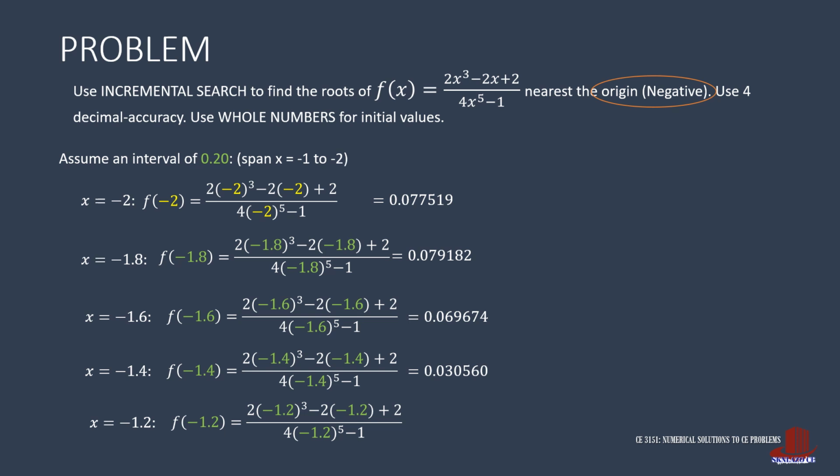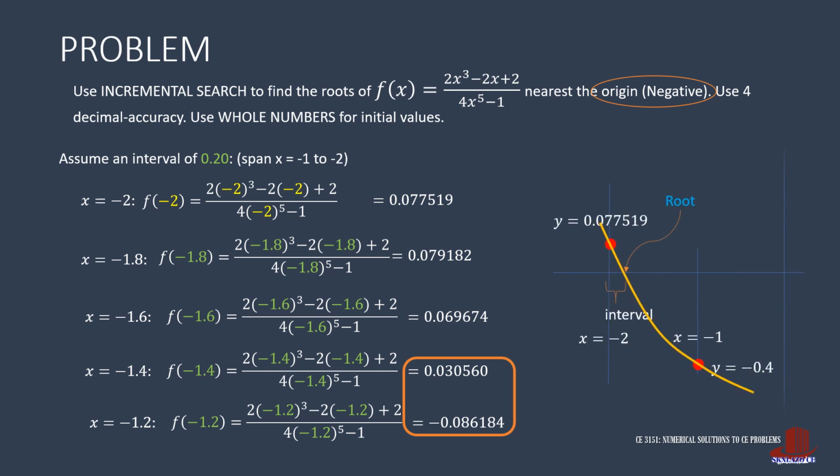So we get twice of negative 1.2 cubed minus twice of negative 1.2 plus 2 all over the quantity of 4 of negative 1.2 raised to 5 minus 1, which gives negative 0.086184. Finally, we reach the sign jump, although note that we had started with the wrong limit. Let's explain this using the illustration. The assumed curve shows that the root is near negative 2, but when we iterated, the assumed root is nearer negative 1. So the curve is actually not what we assumed.